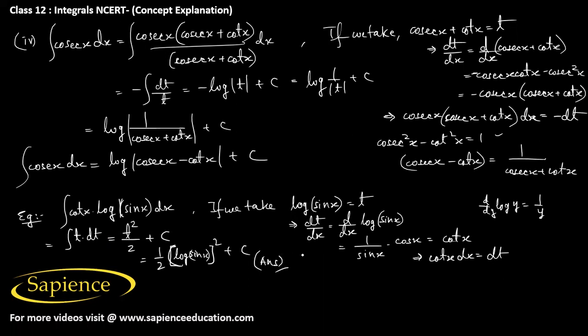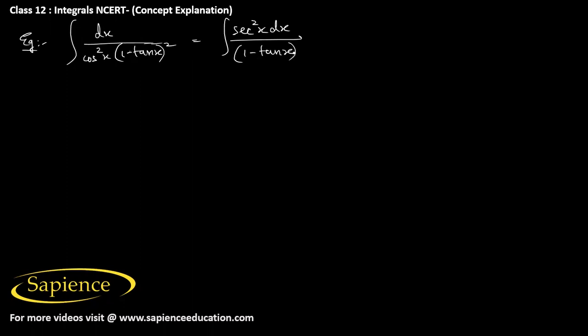Then in the same way, we can do one more question based on the trigonometric substitution. Suppose it is being asked to integrate dx by cos square x into 1 minus tan x whole square. So this can be written as, 1 by cos square x is sec square x. So I can write sec square x dx divided by 1 minus tan x whole square.